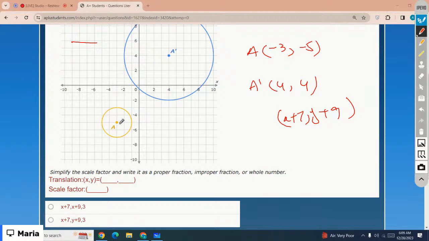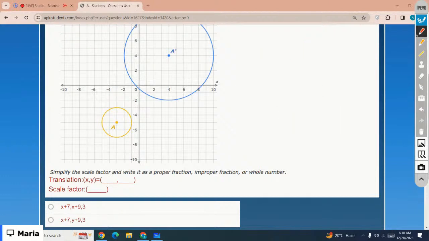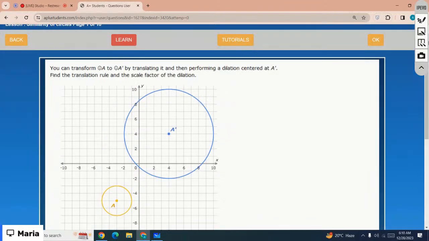Now the radius of the small circle is 2, and for the bigger one it is 1, 2, 3, 4, 5, 6. So that means the factor is 2 times 3. So the answer is x plus 7, y plus 9 and 3. They both are exactly the same, isn't it? Option 1 is the correct option. The scale factor is 3, right? So option number 1 is the correct option: x plus 7, y plus 9 and 3.